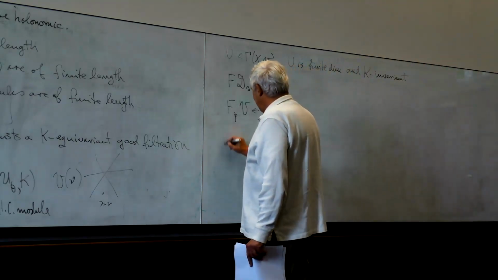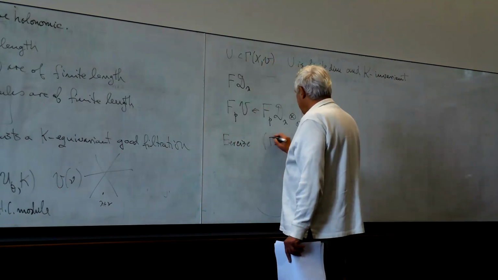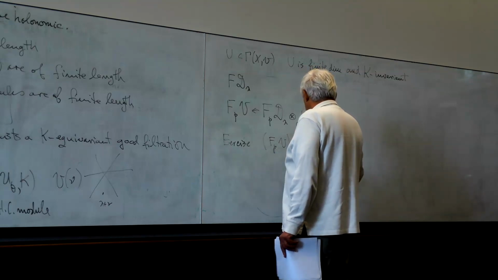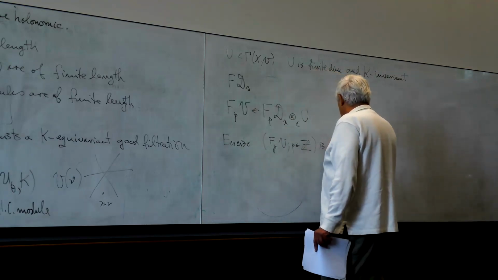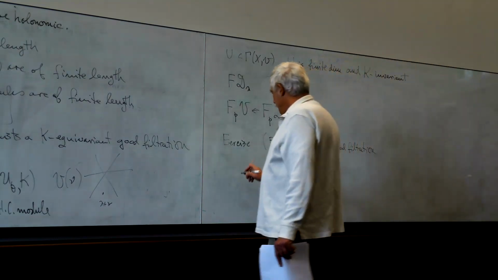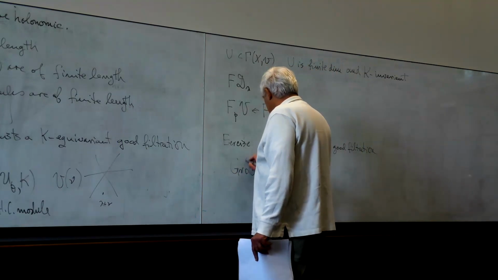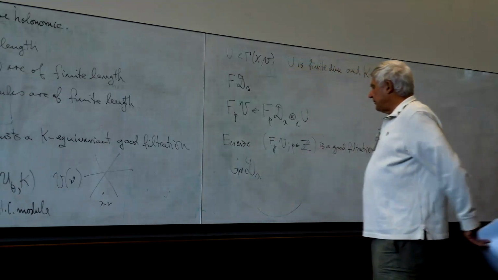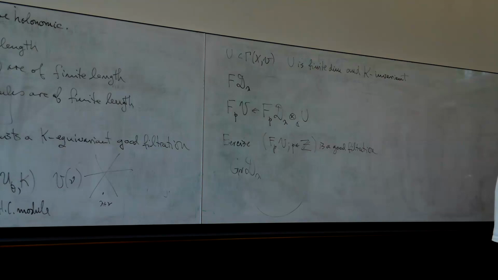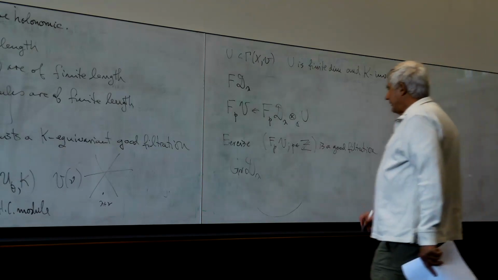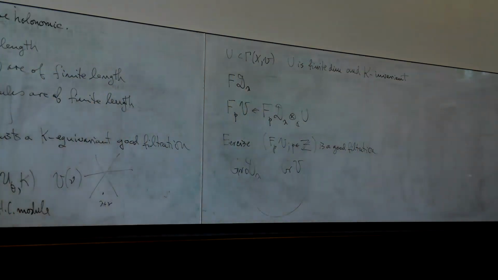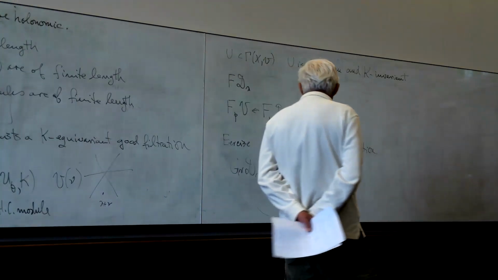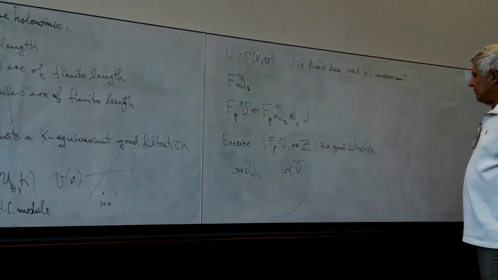And then there is an exercise that F_p of V is a good filtration. So let me remind you that gr of D lambda is independent of the choice of lambda. This is just the sheaf of symbols of differential operators on X. And it acts on gr of V, and gr of V is just a coherent module over the sheaf of symbols.